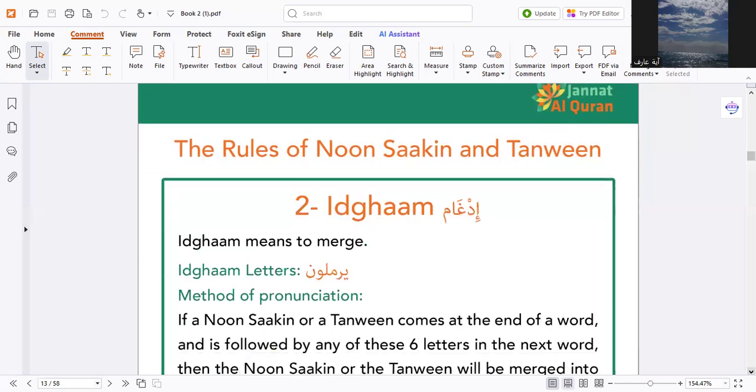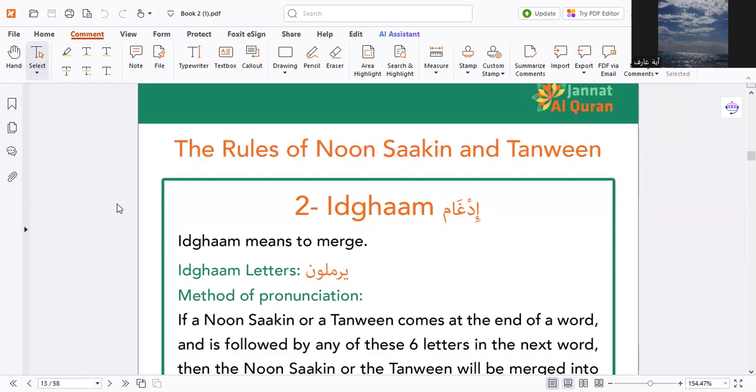We're going to learn how to make idgham. It's applied when a noon sakina or tanween is followed by one of these letters that are collected in one word: Yarmilun.